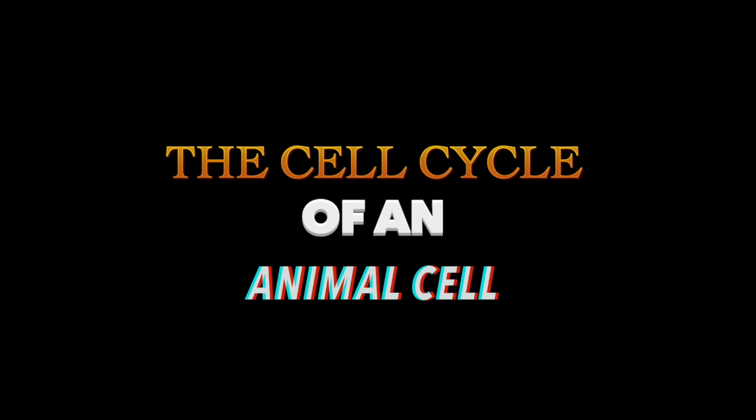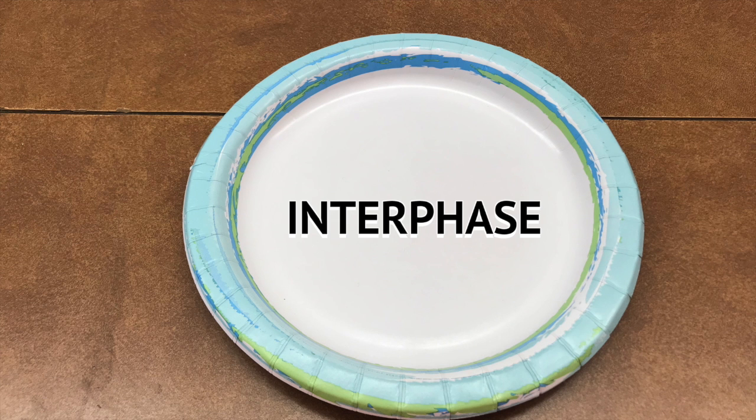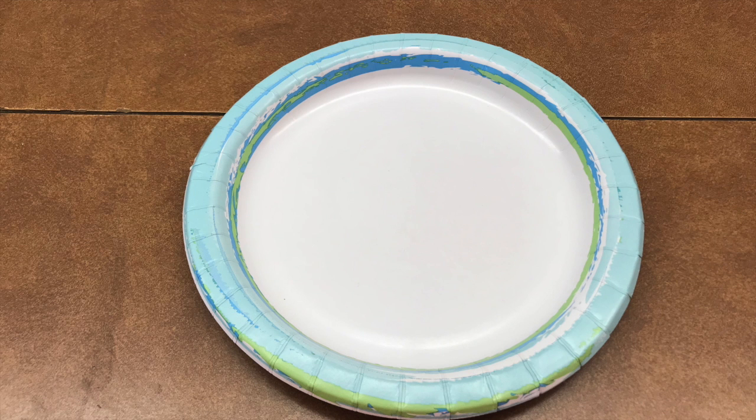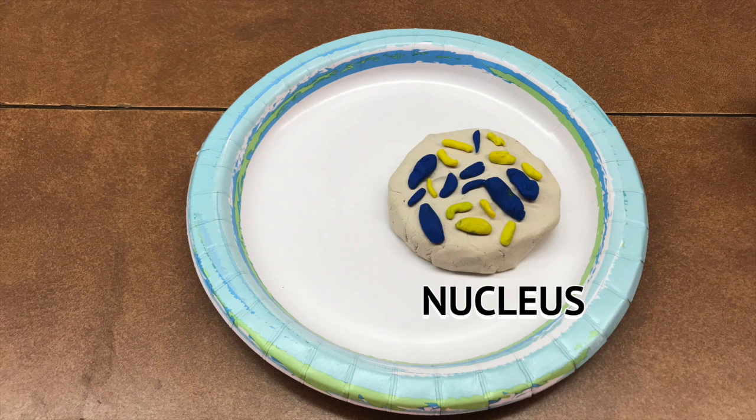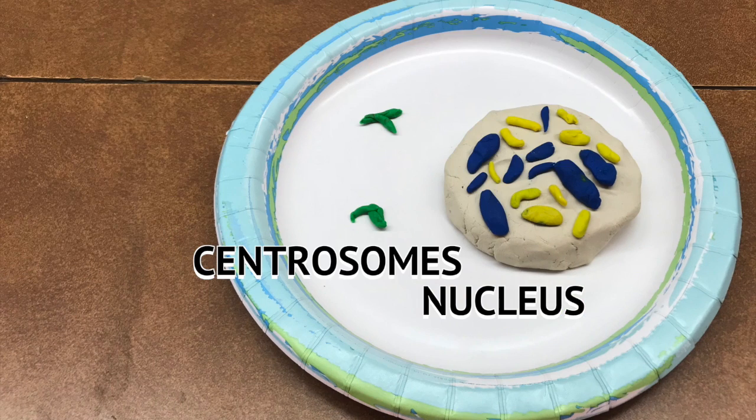Interpretation of the cell cycle of an animal cell. First is interphase. Here you can see the blank cell. Now the cell has the nucleus with condensed chromosomes and the cell with centrosomes.